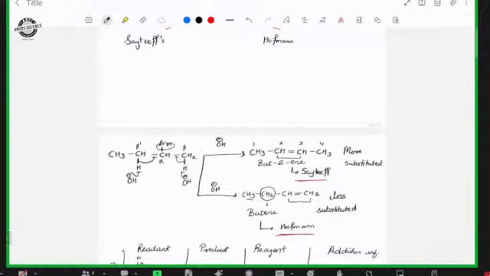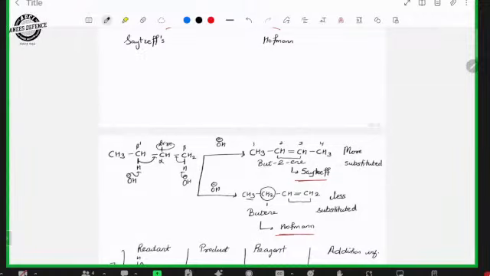Here the OH minus is abstracting the beta hydrogen. The bond is breaking and it is forming between alpha and beta, and the Br is getting removed. This is general, but in this question we saw there are two beta hydrogens, so we are getting two possible products. When you look into product A, it is but-2-ene, so you can say it is the more substituted alkene. The more substituted alkene is obtained as the major product. This is the rule given by the scientist Saytzeff.